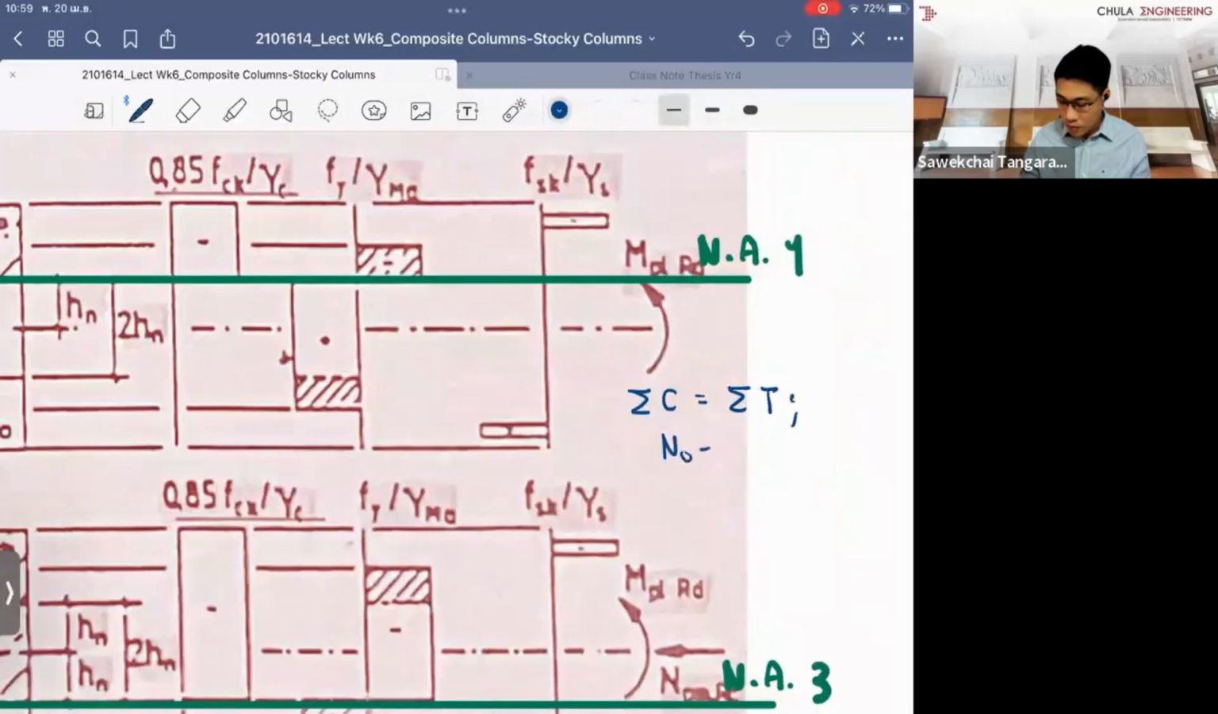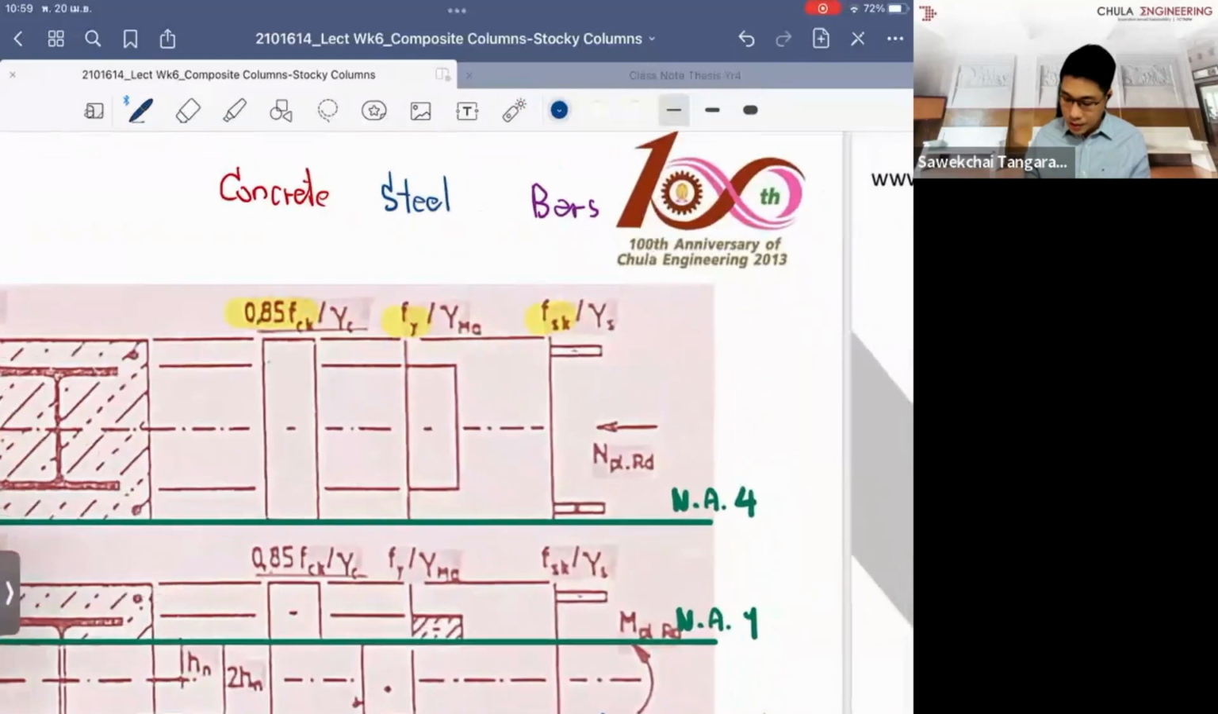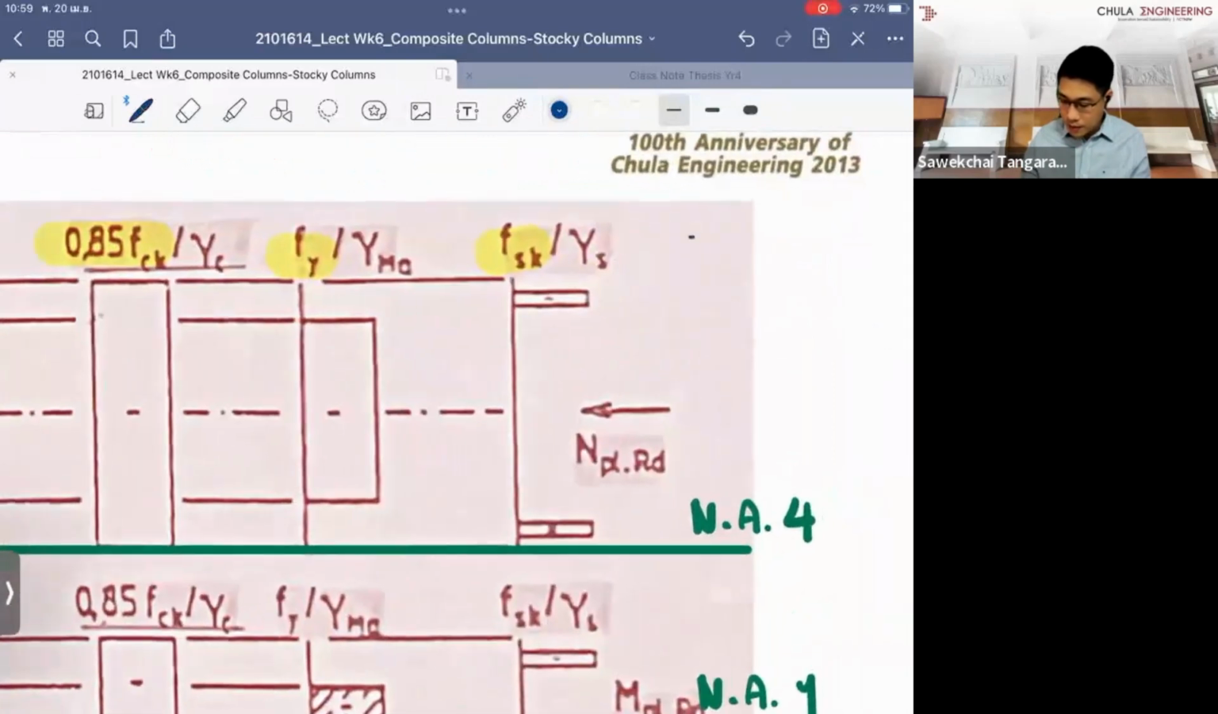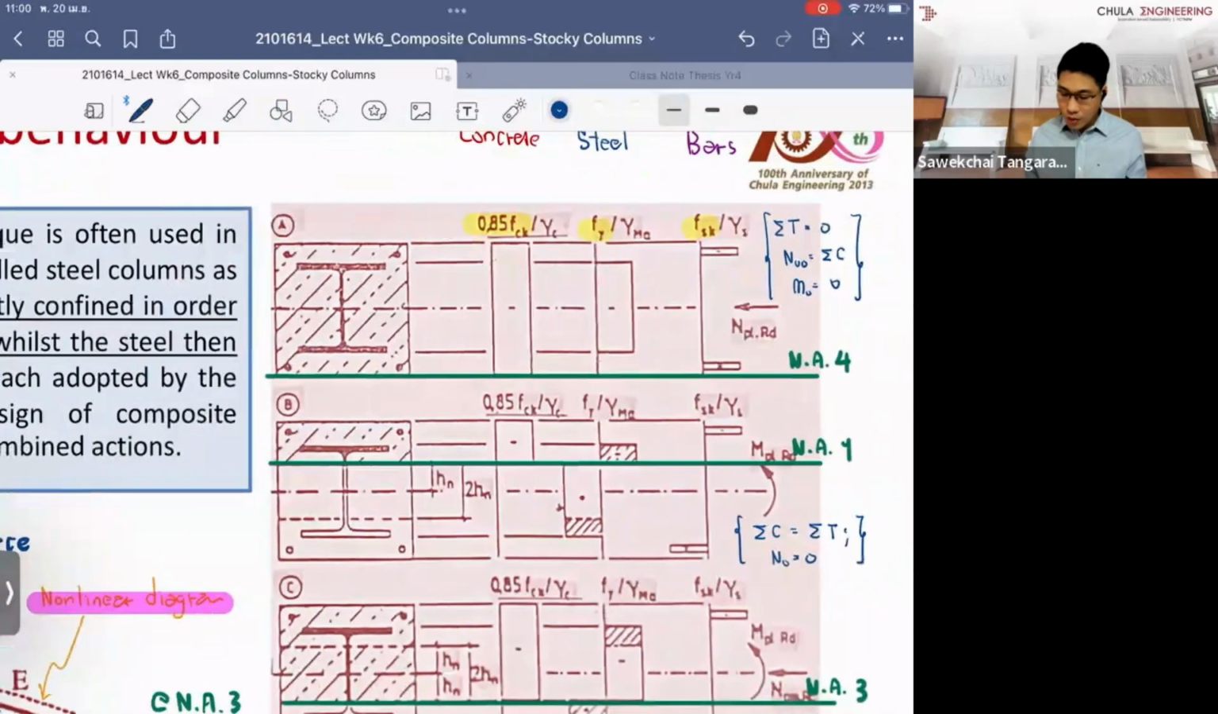the N0 equal to 0. But in this case, you have the tension equal to 0. You only have the compression, which is equal to the ultimate strain, which is equal to the sum of the compression, and M0 equal to 0. Right. So you have to identify these 2 points first.